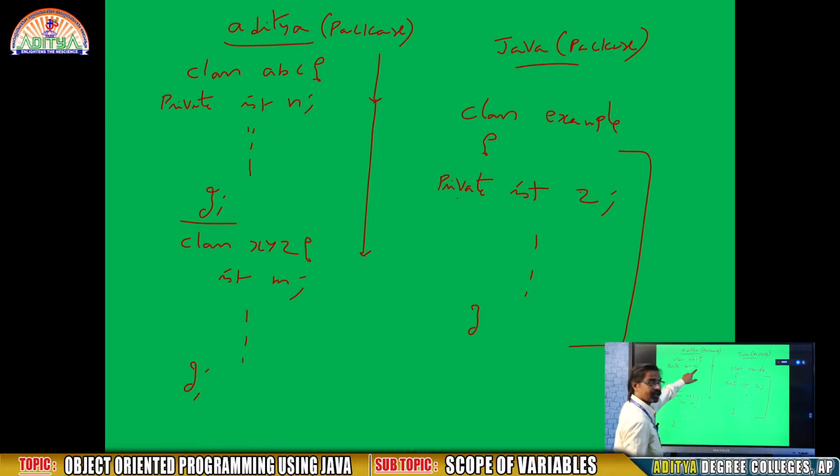When you define private, it means that n is accessible within this place only. If you try to use n here, it gives error. If you define m as private, it is accessible within this area. In other places, it will not be accessible. So this is what is called private.